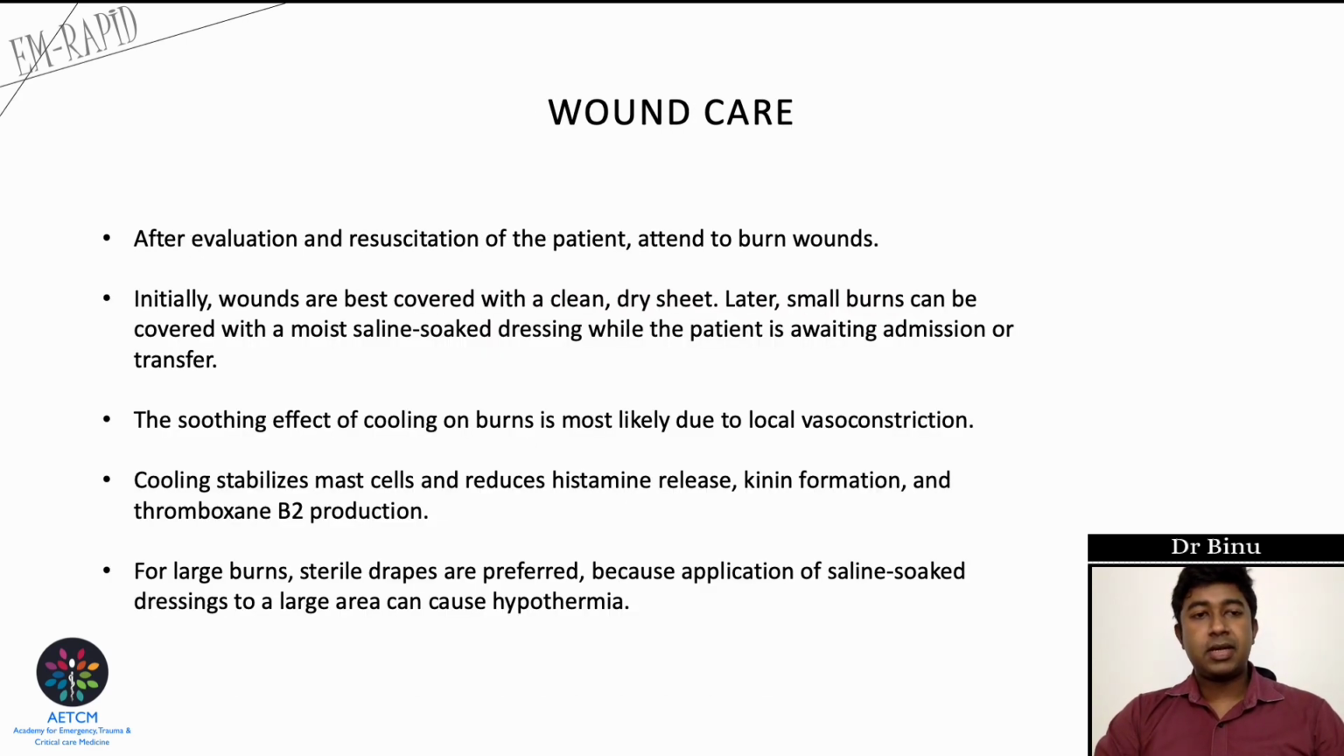After initial evaluation and stabilizing the patient and starting early fluid resuscitation, we can attend to the burn wounds. Initially the wounds are best covered with a clean dry sheet, and later small burns can be covered with moist saline soaked dressing while the patient is awaiting admission or transfer. The soothing effect of cooling on the burns is most likely due to local vasoconstriction. This local effect can stabilize the mast cells and also reduce histamine release, kinin formation, and thromboxane B2 formation. For large wounds, sterile drapes are preferred instead of saline soaked dressing, mainly because it can cause hypothermia.